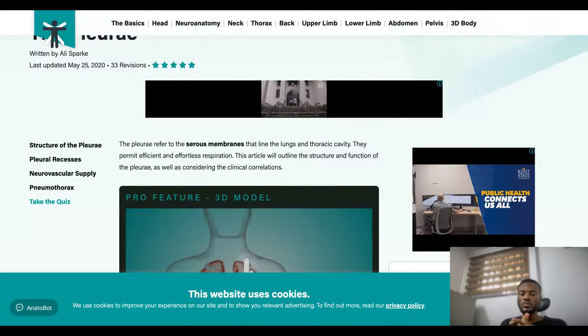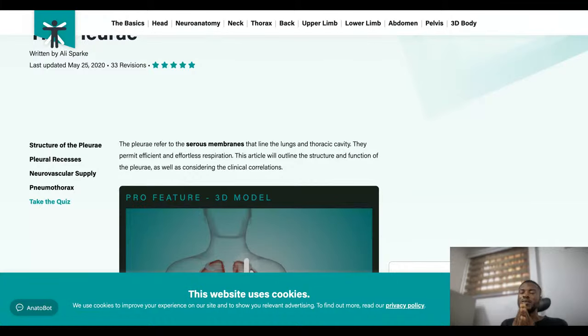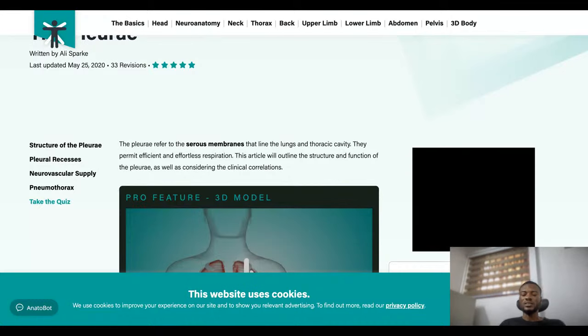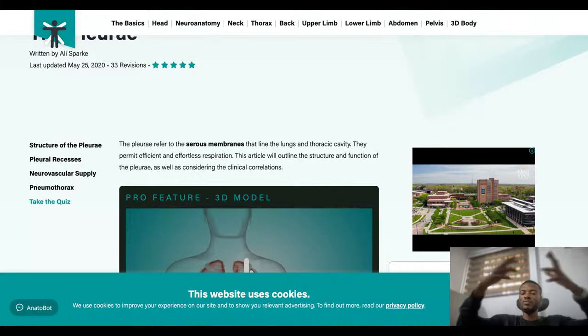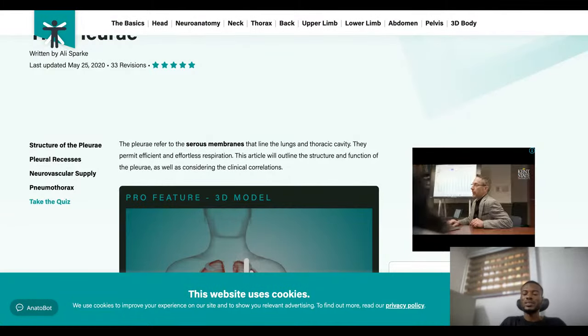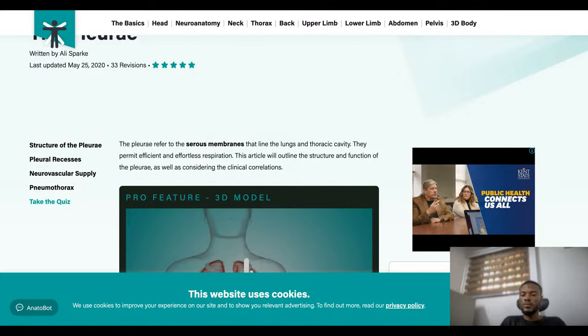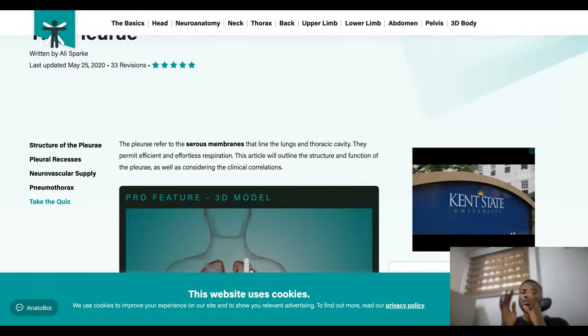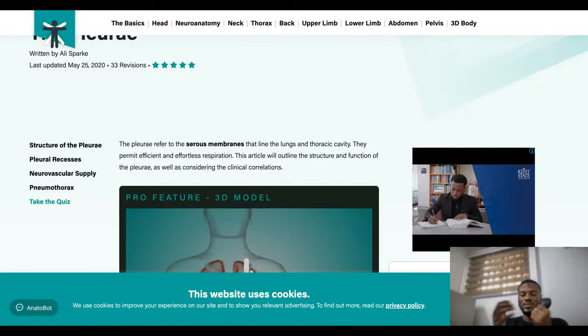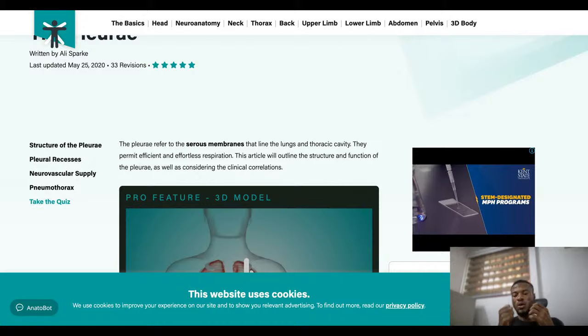The pleura can be mural. It means it covers what? It lines the walls of the cavity that contains the organs. And then we have the visceral pleura, which is in direct contact with the organs themselves in the cavity.